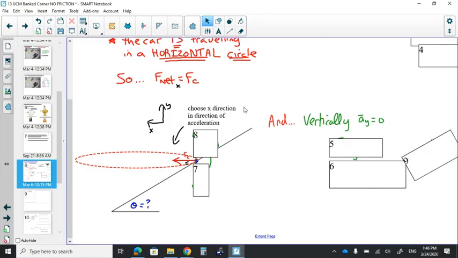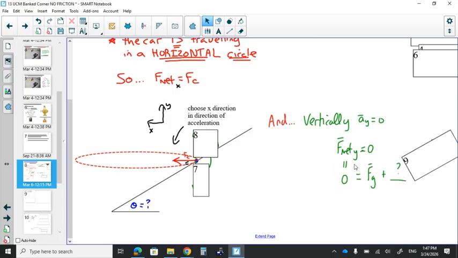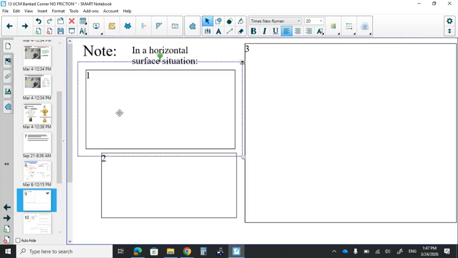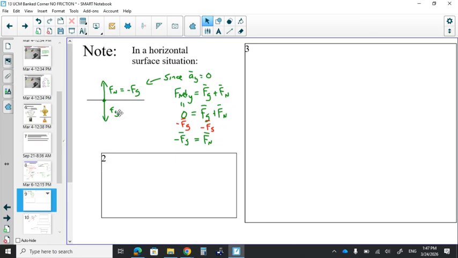So vertically, this thing's not moving up and down, as I said a second ago. And so acceleration vertically, true up and down vertical, is zero. So the net force in the y direction is zero. That means all the forces in the up and down vertical direction have to add to zero. So you've got a gravity force, and then we have some kind of force that's balancing that. Okay, and so the question is, what force is that? What's balancing it?